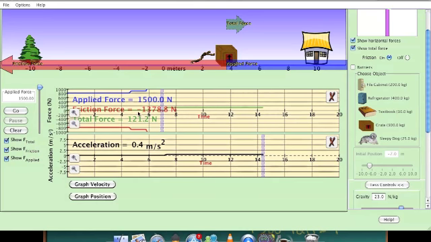And this minus sign tells you that it is in the opposite direction, towards the left of the applied force, and applied force is positive, right is positive, and left is negative. So this is what it tells you.